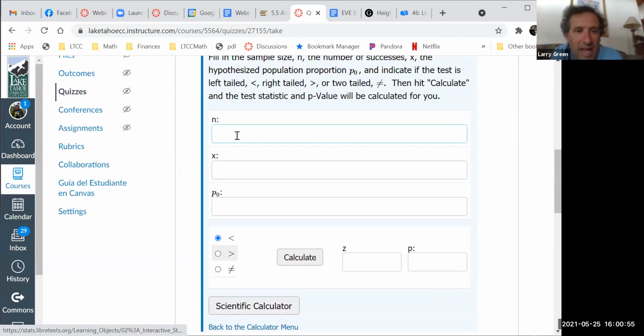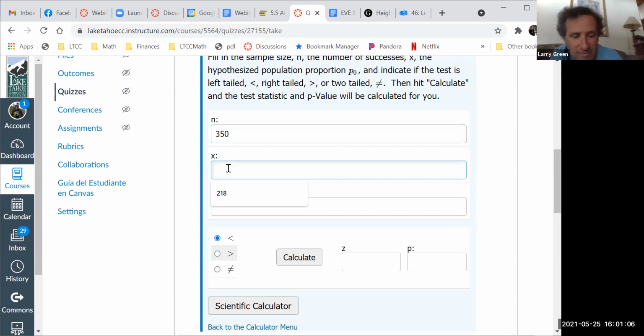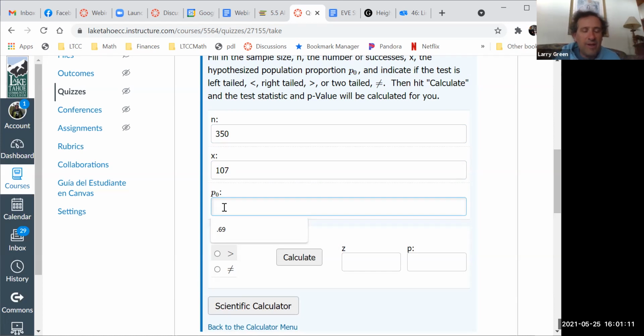It asks, what is n? And n in this case was 350. It asked for x. X was 107. It asked for P naught, which is the number that is involved in the hypotheses, and that's 0.25. It asked for less than, greater than, or not equal to. Well, our alternative hypothesis had a not equal to. And I click calculate. Any questions on using the calculator?